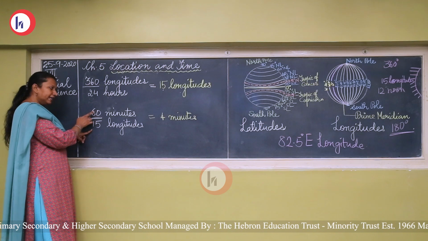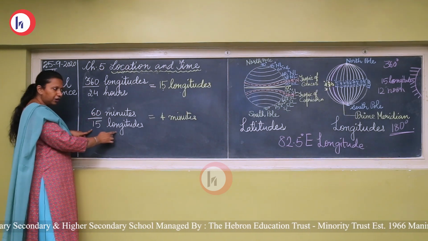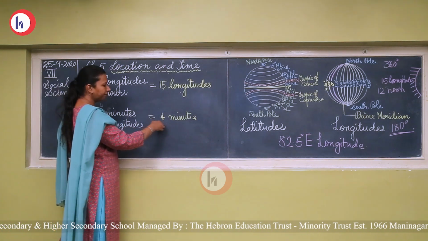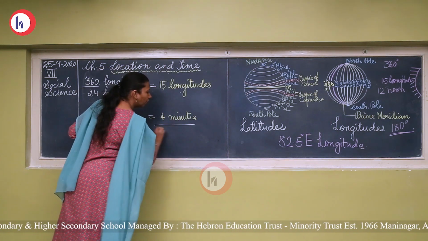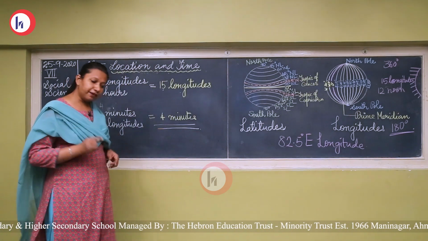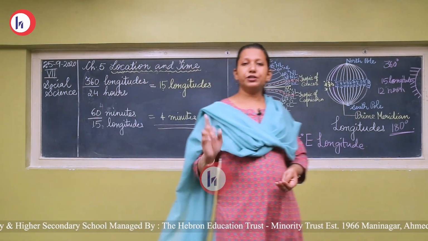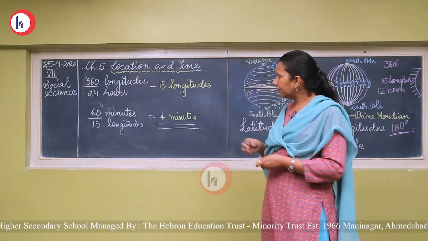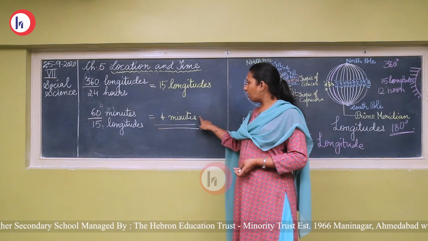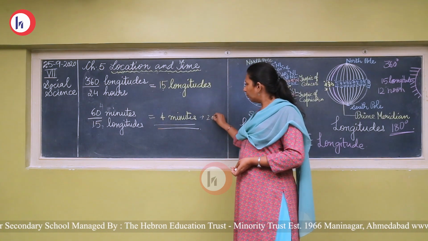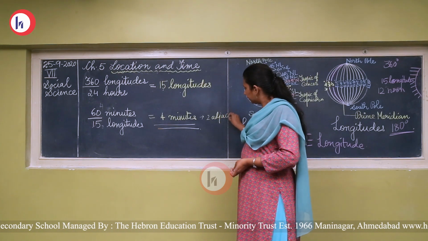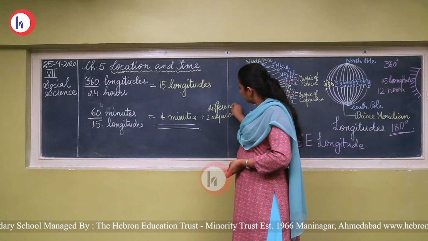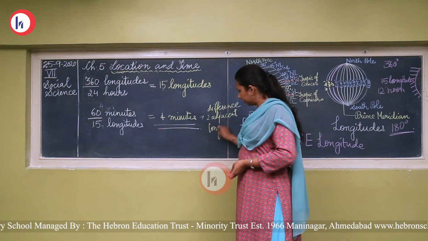So I am dividing 60 minutes by 15 longitudes. You will get 15 ones are 15 and 15 fours are 60. So you will get 4 minutes. These 4 minutes show that it takes 4 minutes for one longitude to pass the sun. Or in another way, there is a difference of 4 minutes between two adjacent longitudes. If I write here, difference of 4 minutes between two adjacent longitudes.